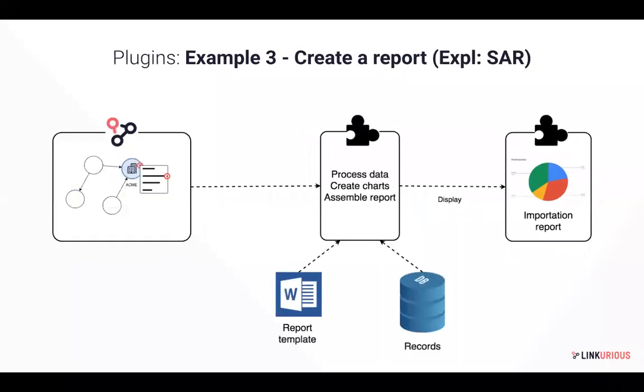A third example now would be how to create a report. Here I'm going to take, for example, the suspicious activity report that financial institutions need to file to their authority when they identify some suspicious activity. But that could be any kind of report, depending on your line of business. So the process here would be, for example, to right-click on a company, find the custom action related to the plugin, and click on it.